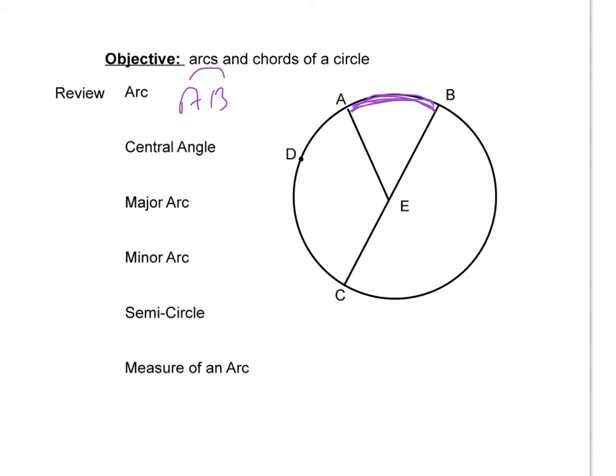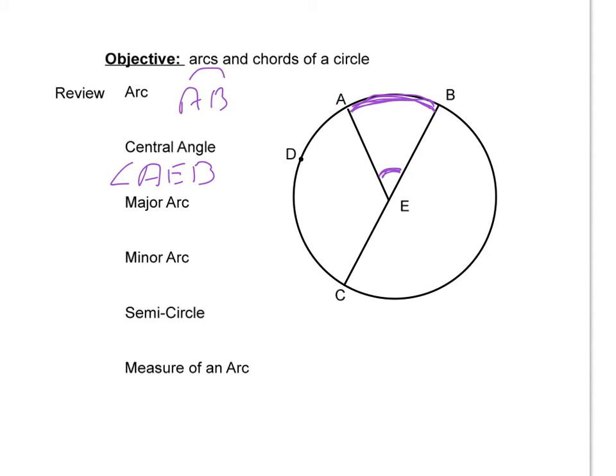A central angle is any angle where the vertex is the center of the circle. So this central angle right there, angle AEB, is the central angle that corresponds to arc AB.